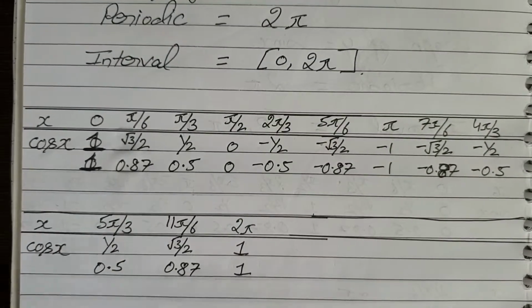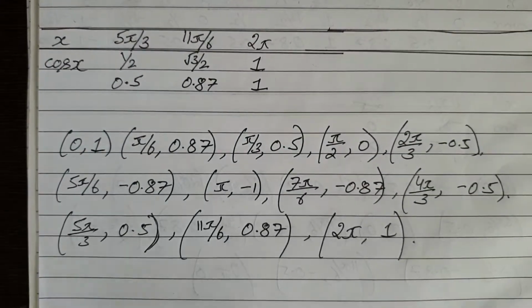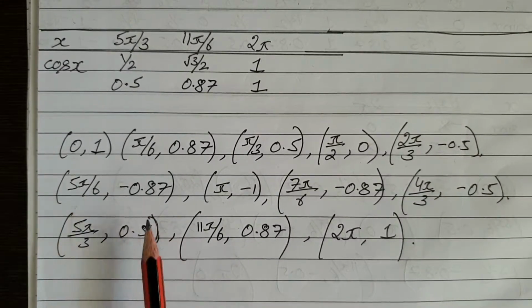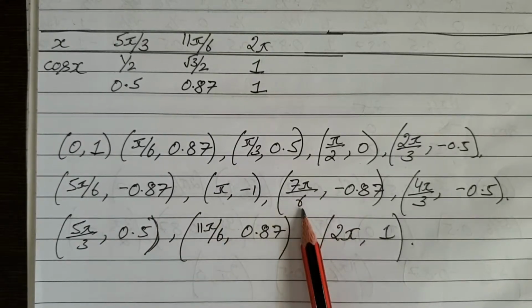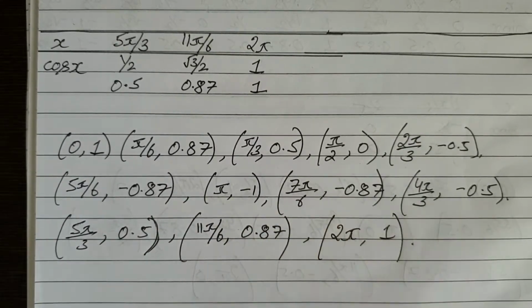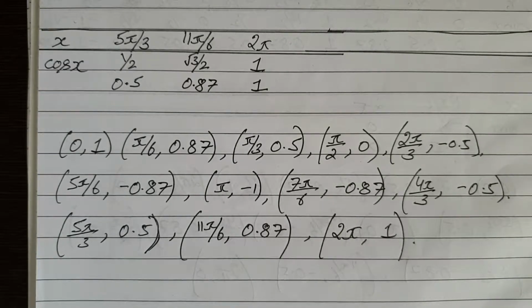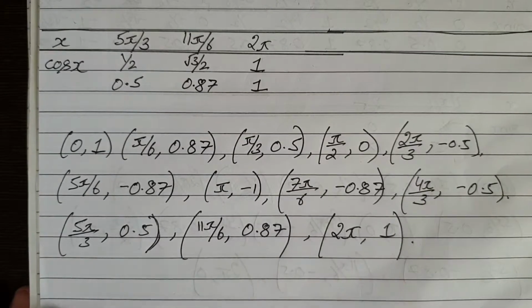Actually, we have obtained it from these values only. So, this is x, cos x represents y. So, this is 5 pi by 6. So, y is minus 0.87, meaning cos 5 pi by 6 is minus 0.87. Pi, minus 1; 7 pi by 6, minus 0.87; 4 pi by 3, minus 0.5; 5 pi by 3, 0.5; 11 pi by 6, 0.87; 2 pi is 1.